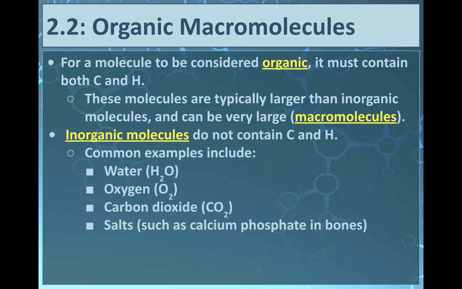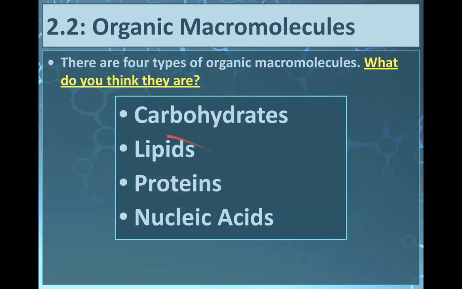Organic molecules are usually a lot larger than inorganic molecules. That's why we're calling them macromolecules, the very, very large ones. An inorganic molecule is not going to contain both carbon and hydrogen. Maybe it contains carbon, maybe it contains hydrogen, but not both. Some inorganic molecules that are important for us are water, oxygen, carbon dioxide, and salts such as calcium phosphate, which is what makes our bones rigid. The four different organic macromolecules are carbohydrates, lipids, proteins, and nucleic acids.